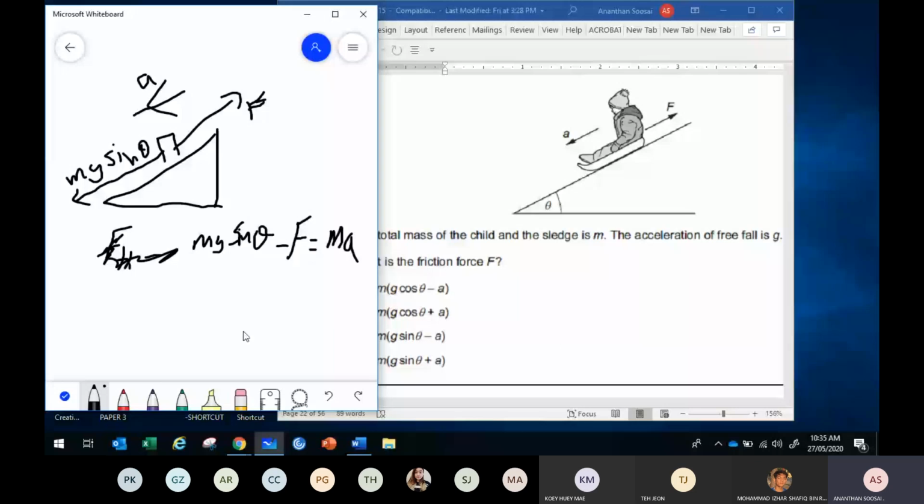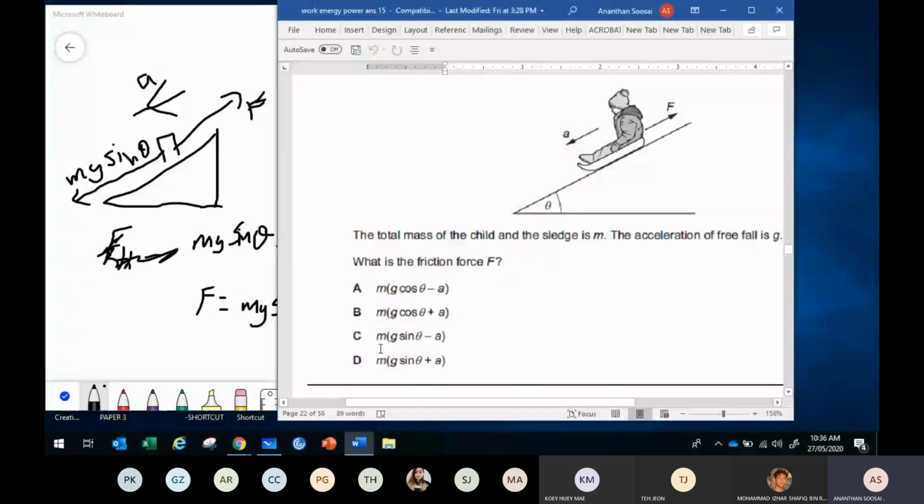There is no thrust here. Thrust is 0. So make F the subject. Then you get the answer. mg sine theta minus ma will give you the frictional force. So I think C is the answer. Take the mg out, so g sine theta minus a.